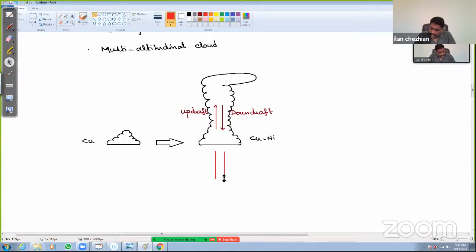Wherever you have a strong rising convection, you'll have this updraft. Now everything is fine. For cumulus, whenever you experience a strong rising convection, then you will have updraft. I'll also show you diagrammatically how this cumulonimbus cloud is formed.